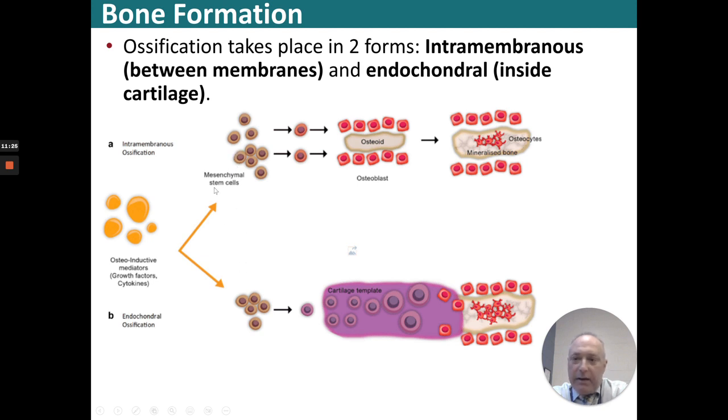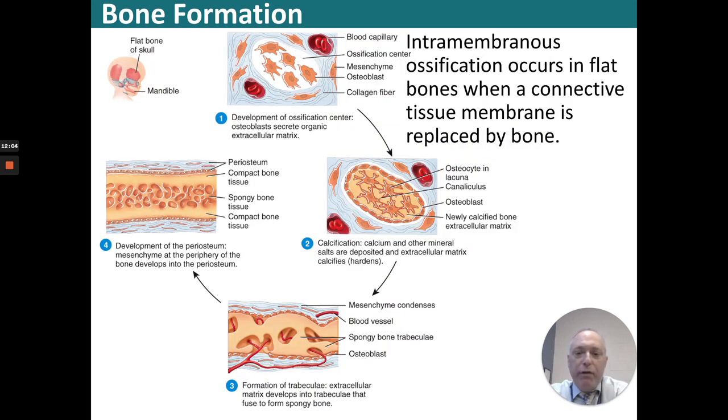Okay, we've got intramembranous ossification, where we've got differentiation of the mesenchymal stem cells to osteoblasts, and finally osteocytes. Then we've got our mesenchymal cells once again, and endochondral ossification leads to the formation of matrix and bone from a cartilage template. So we'll go through each of these, and let's start with intramembranous ossification.